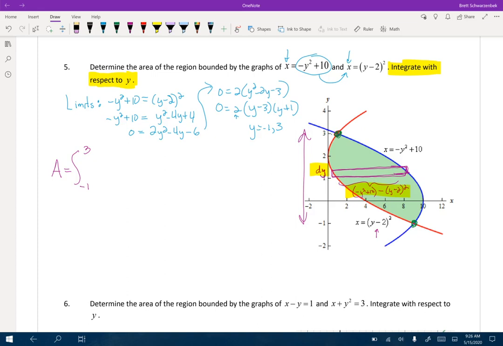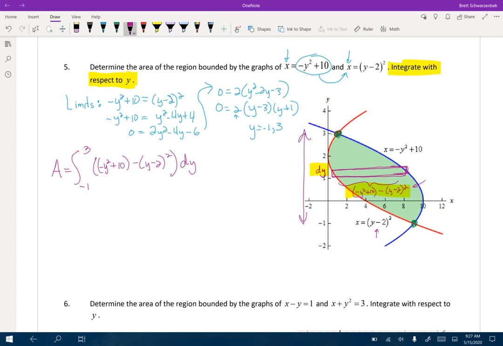So what does this look like? We're going from negative 1 to 3, as we stated. We're going to have to do negative y squared plus 10 minus y minus 2 squared, dy. Okay, we have to write that. So be aware that you cannot forget that. That's the biggest problem that students have. They forget the dy.